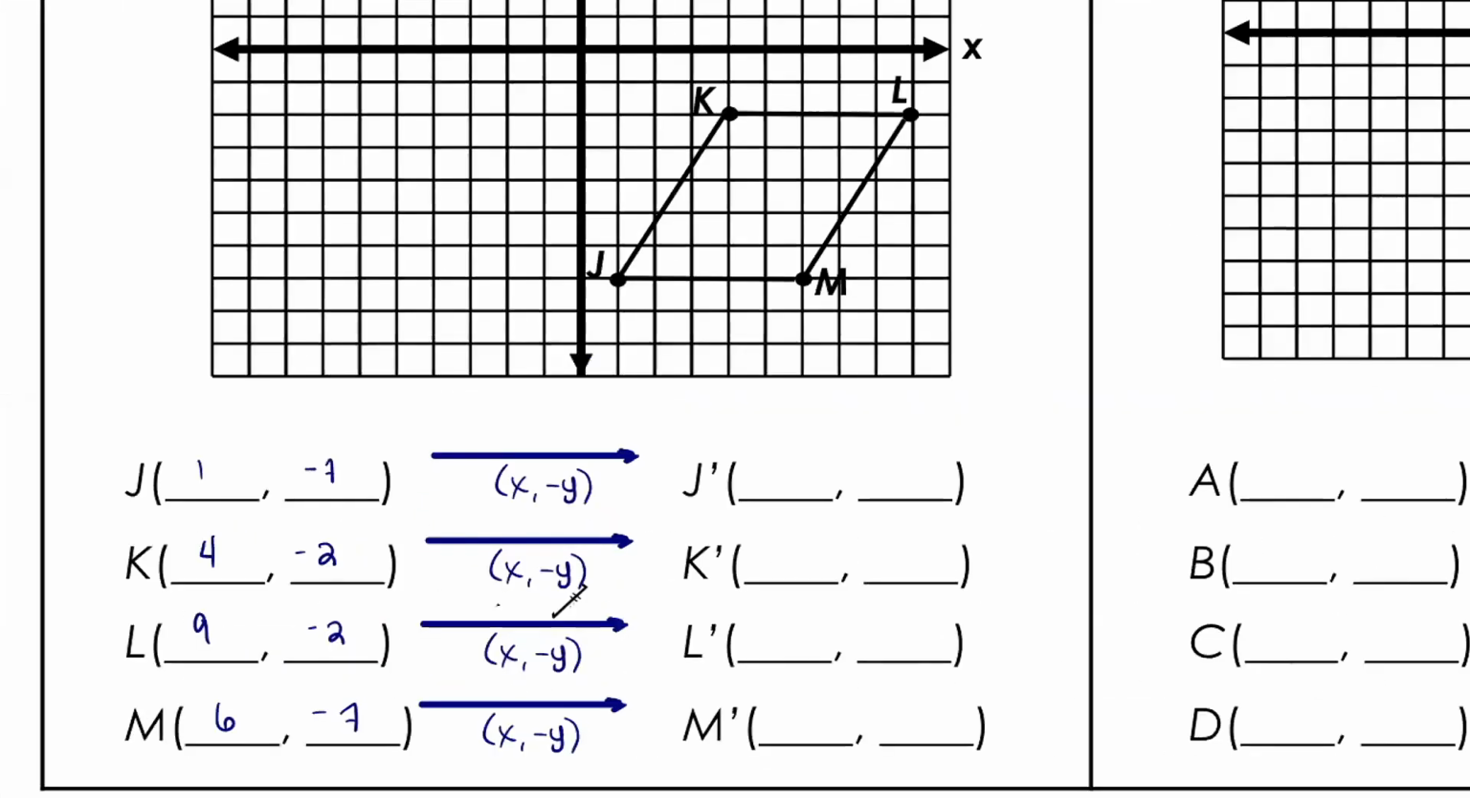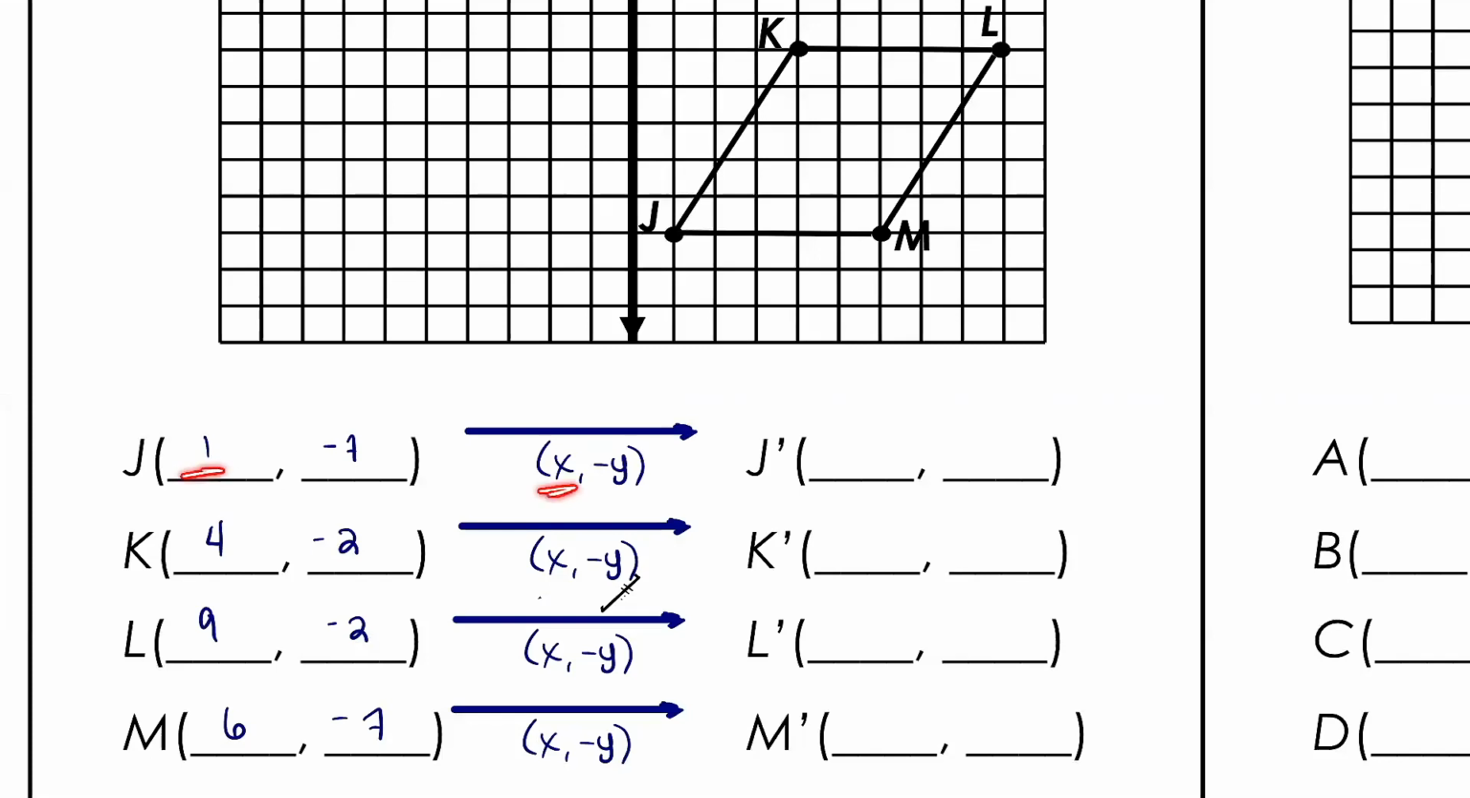So now, when we do this one, x stays the same, so it's 1. -7 times -1 is +7. 4 times 1 is 4. -2 times -1 is +2. So we can almost see this as multiplication, guys, as we go through this process. Okay, 9 times 1 is 9. -2 times -1 is 2. And then 6 times 1 is 6. -7 times -1 is +7.